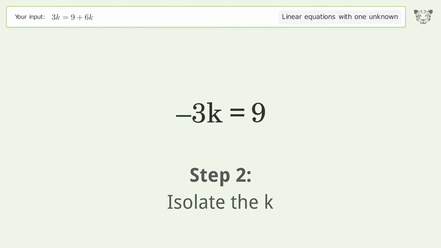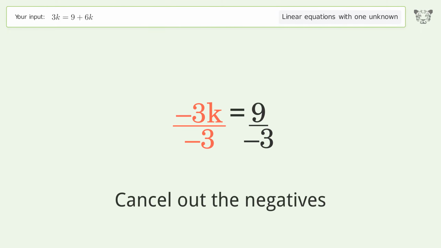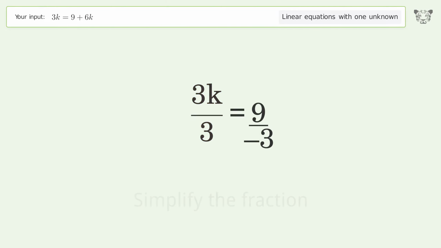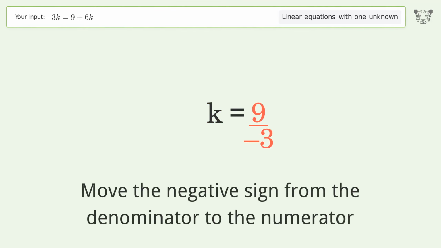Isolate the k. Divide both sides by -3. Cancel out the negatives. Simplify the fraction. Move the negative sign from the denominator to the numerator.